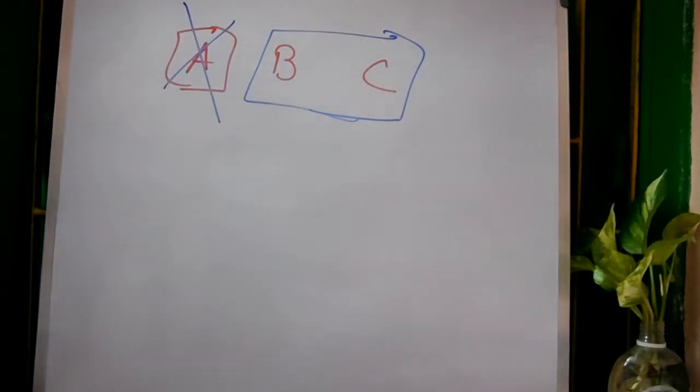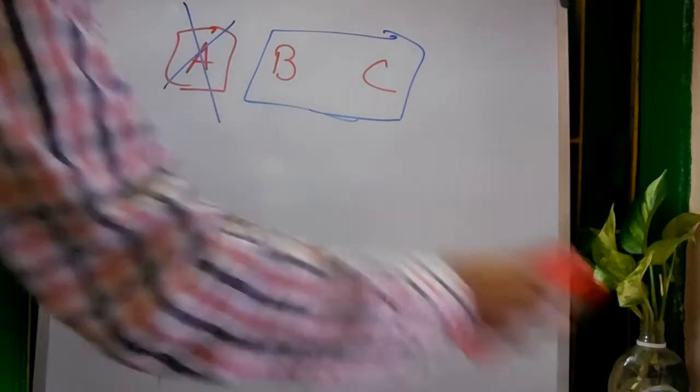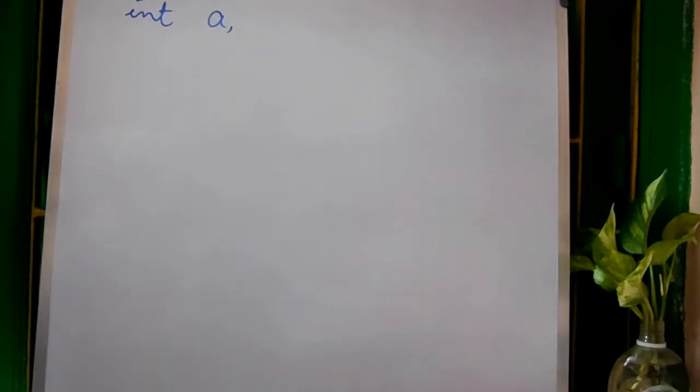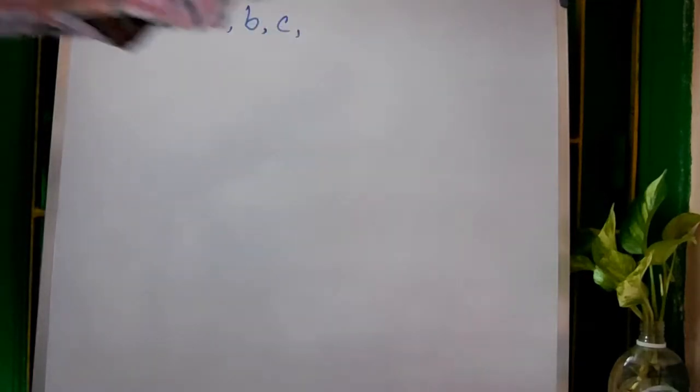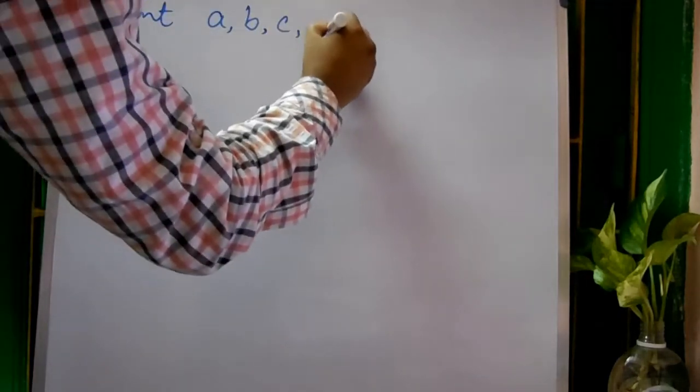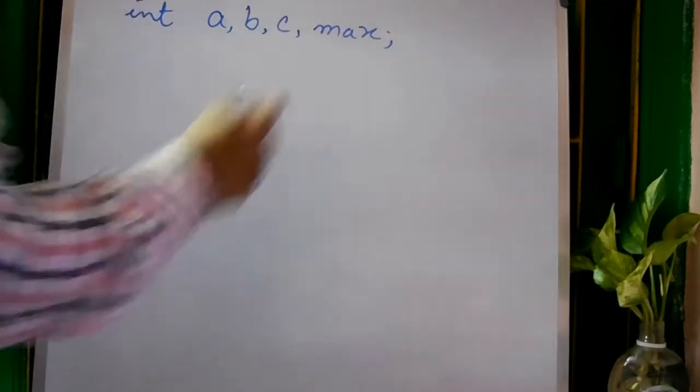So, got it? Now we will do this part through coding. Very simple one. So let's see. First, the variables are int A for the first number, then int B, int C, three inputs, and for the maximum, taking one more, that is max.